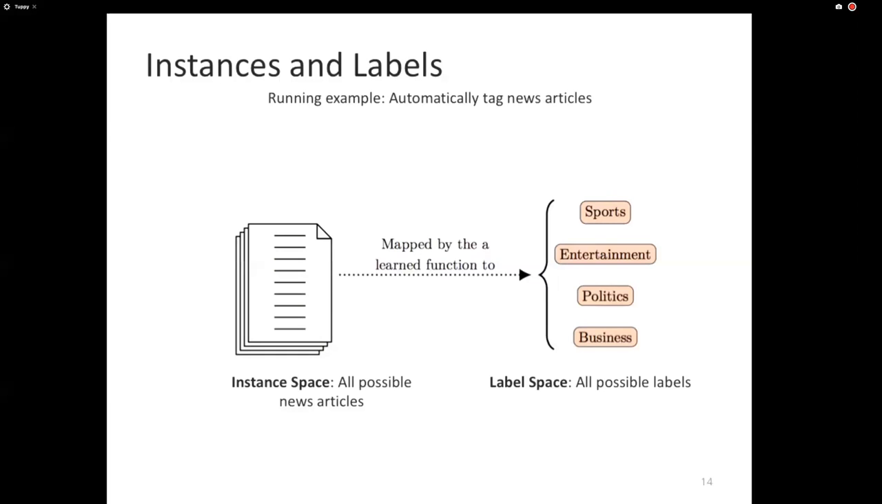The instance space gets mapped by some function that we hope gets learned into one of the possible labels. The set of all possible labels is called the label space. Now, if you stare at this a bit, what we have here is mathematically a function that maps one set to another set. The input to that function is called the instance space, and the output of that function is called the label space. I should remember not to use my hands to point because people on Zoom can't see it. So the set of inputs to the function that we hope gets learned is the instance space, and the set of labels is the label space.